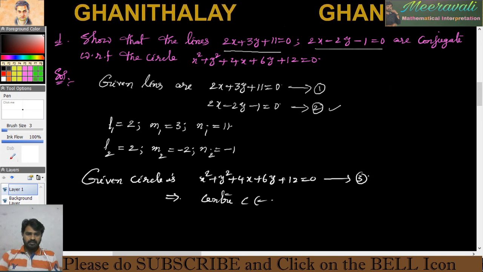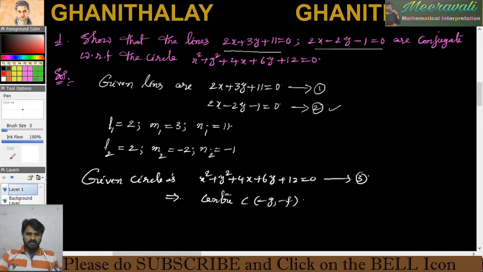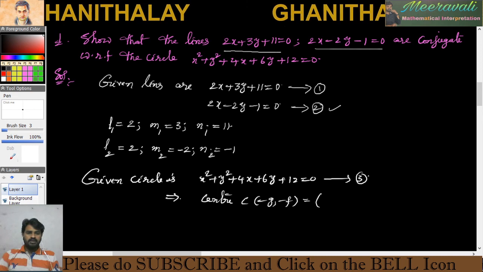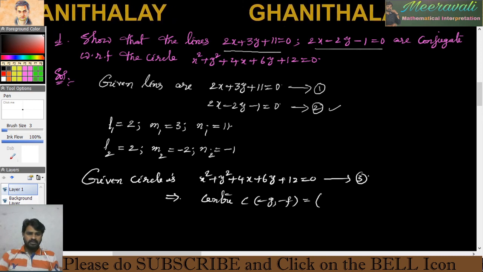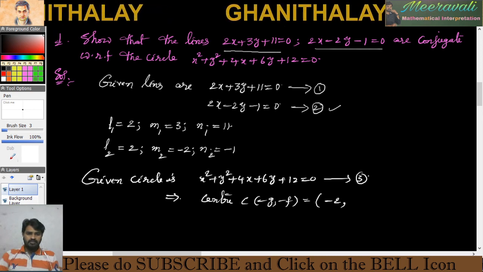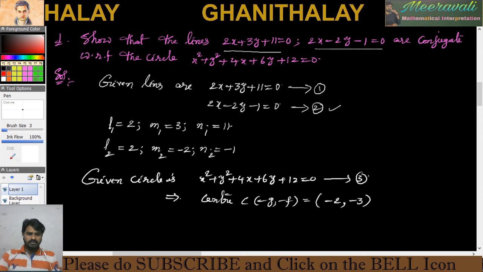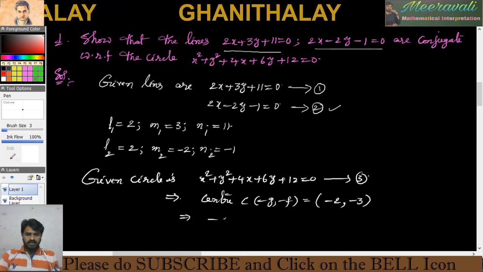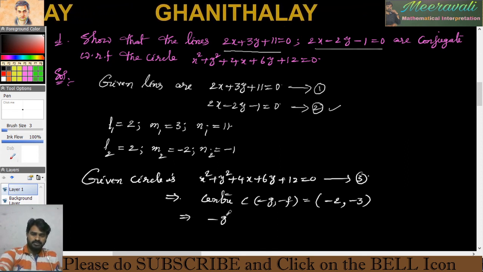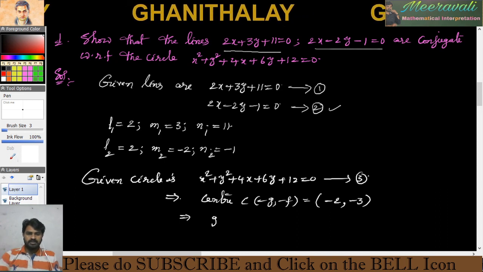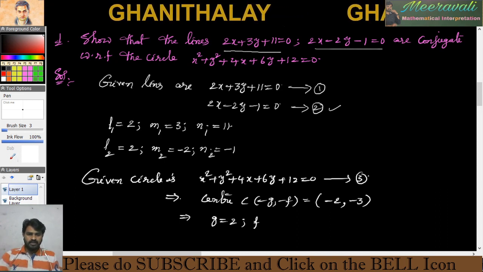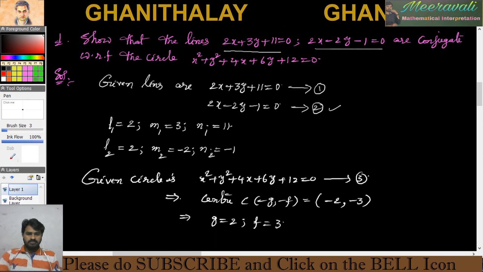The formula for the center is (minus g, minus f), that is negative of half of the x coefficient, that is minus 2, and negative of half of the y coefficient, that is minus 3. So minus g is equal to minus 2. That means you can write directly g is equal to 2, f is equal to 3. Next, radius.